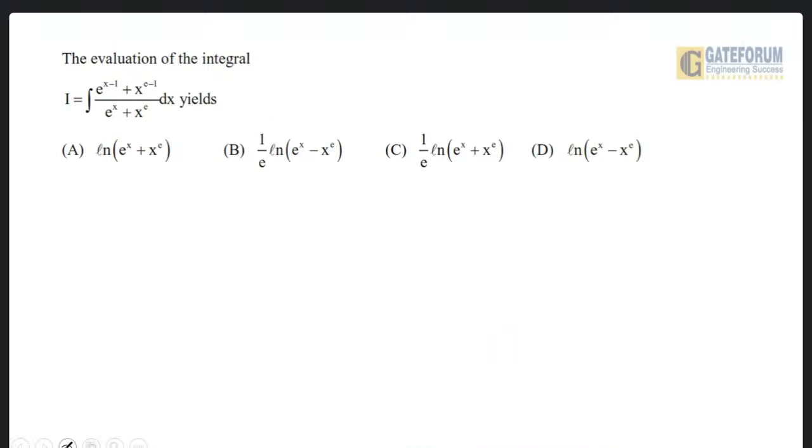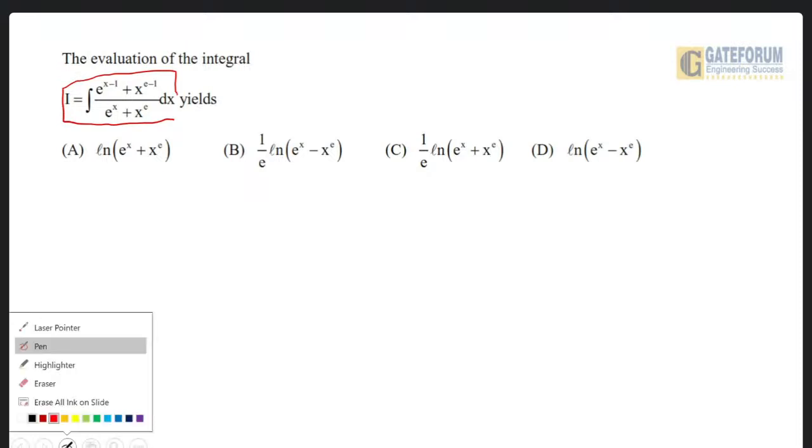The question is, the evaluation of the integral I is equal to integral of (e power x minus 1 plus x to the power e minus 1) whole divided by (e power x plus x power e) dx yields. ABCD options given. This is from engineering mathematics, from the topic calculus, subtopic indefinite integration, that is no limits.